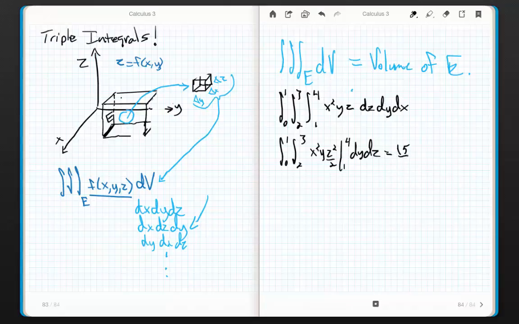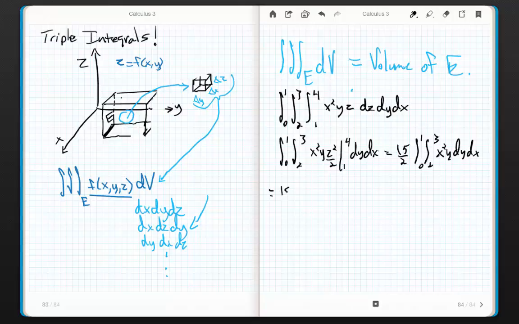So I could take out 15 halves times the integral from 0 to 1, the integral from 2 to 3 of x squared y dy dx. Whoops, I did dz, didn't I? I'm a fool. Let's get rid of that. Hopefully you guys caught that before I confused you too much. Bam, there, that's an x, right? And then I deal with the y.